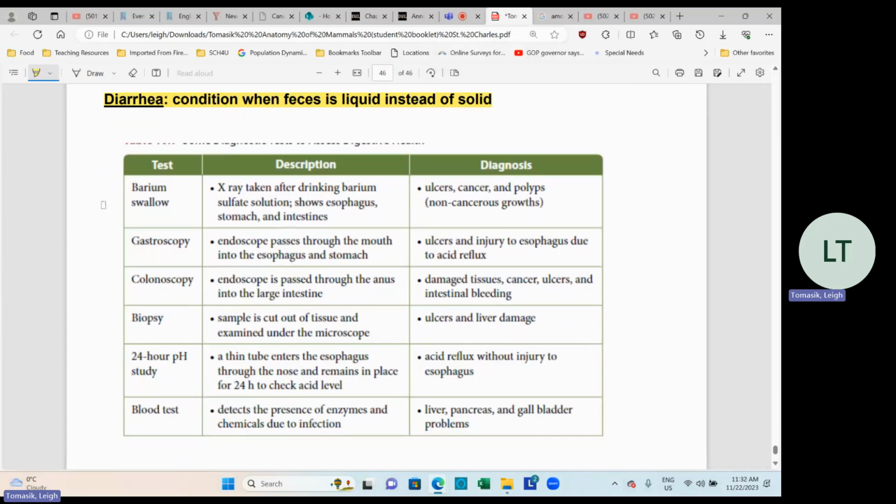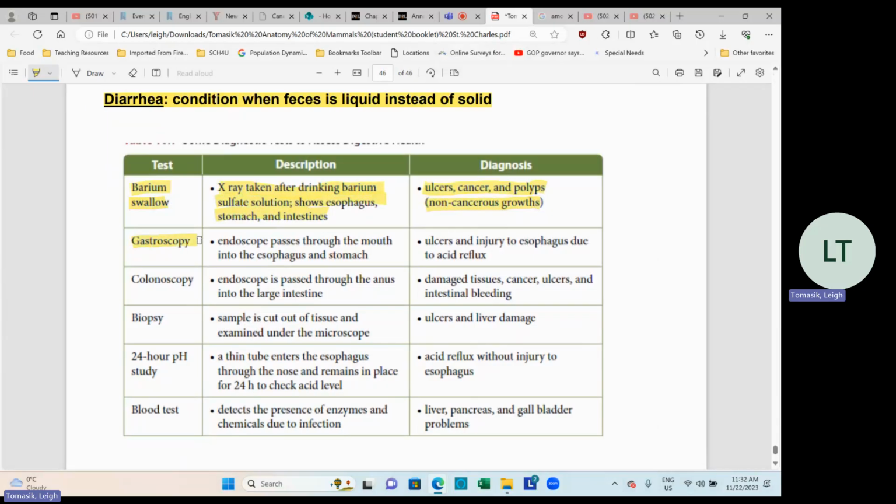This is interesting. So they will have you fast for a couple days, and then you'll go into the doctor's office and they will have you drink this chalky, gross liquid. And this will show on an X-ray where the barium goes, and it'll look for defects or holes in your esophagus, stomach, and intestines. Okay, and so it will allow you to diagnose things like ulcers, cancer, and polyps. Polyps are non-cancerous growths, so there might be bumps in your digestive system.